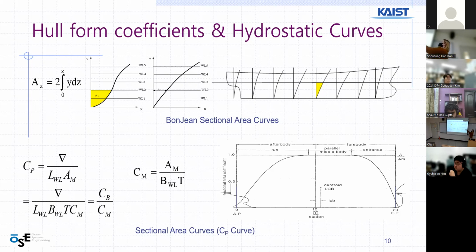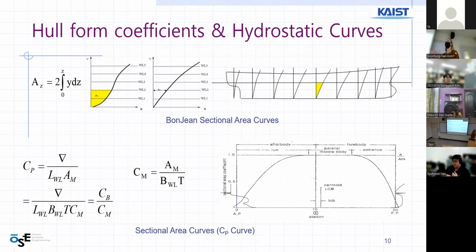Here it's the half section. And you're going to integrate along Z. And you can integrate to different waterline levels according to how far under the water your ship is. And then you're going to have two dimensions, which is an area.